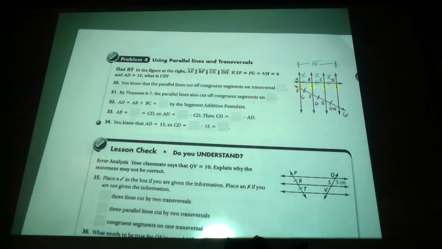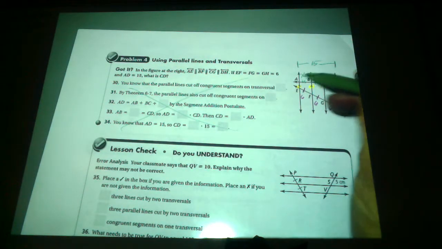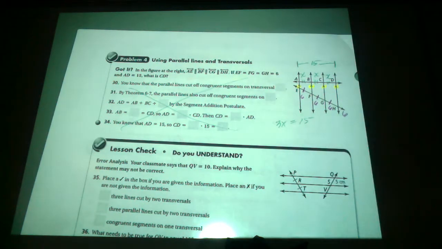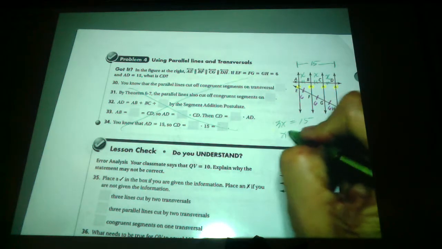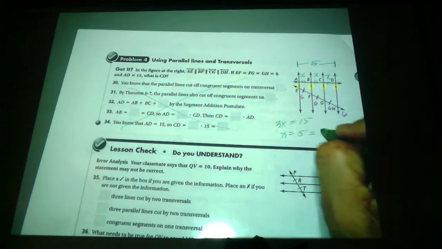We're not going to do that. It's a little confusing. Can't we just set up an equation saying that 1 plus 2 plus 3 x's is a total of 15? And so x is a distance of what? 5, which is what CD is equal to.